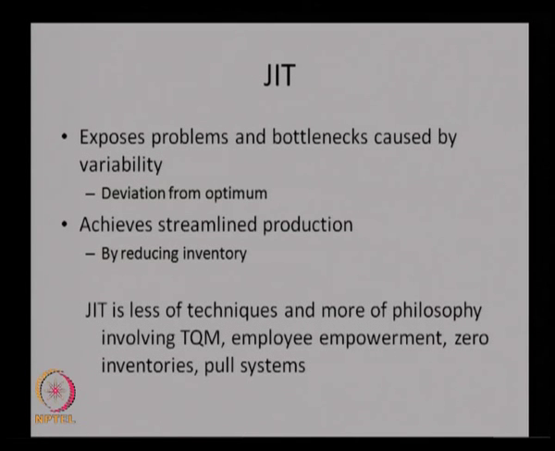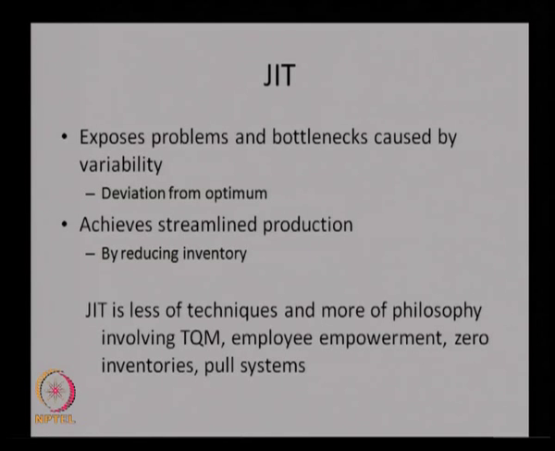What does just in time manufacturing system do? JIT essentially exposes problems and bottlenecks caused by variability. Now, JIT as a system, particularly when applied to cellular manufacturing, can handle increase in volume, can handle slightly more volume. JIT systems suffer a little bit when there is more variety in the production, or JIT will have a way by which it will expose variation and variability. We will see that as we move along in this lecture series.